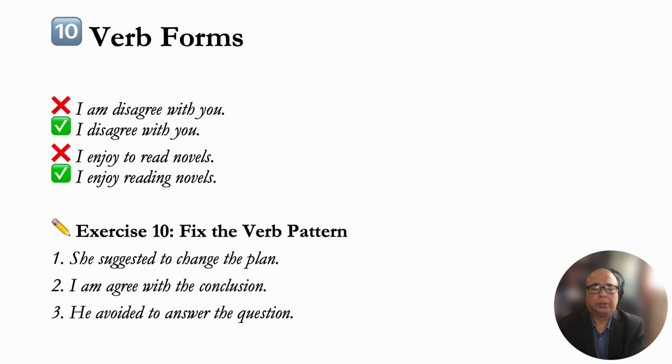Verb forms. I am disagree with you. Right? I am not agree with you. I am agree with you. These are all incorrect verb forms. I am disagree with you should be I disagree with you. I enjoy reading novels. So can you fix the verb patterns now in the 3 sentences?